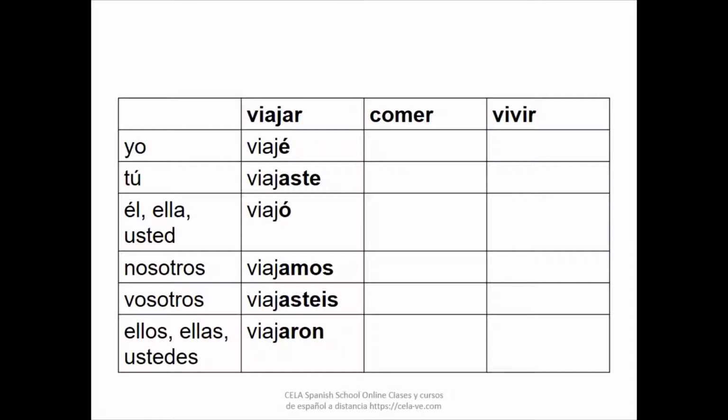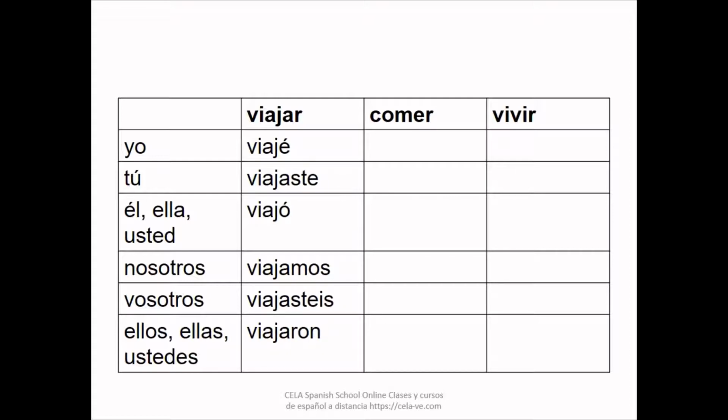The pronunciation is viajé, viajaste, viajó, viajamos, viajasteis, viajaron. In the verbs of the ar group, nosotros has the same form as in the present tense. Viajamos can be in present or in the past. That also happens in the verbs of the ir group.